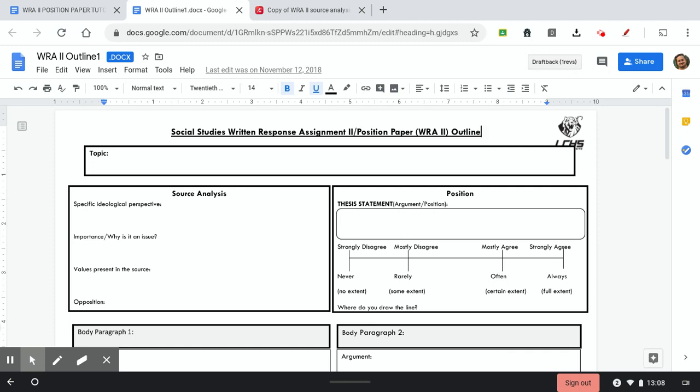Who would oppose it? If you can put something in each of these spots in the planning page, you're going to do a great job. Then your position. This gives you a spectrum. Pick where you're going to land on the spectrum. Where do you draw the line? And then write your thesis statement in here.